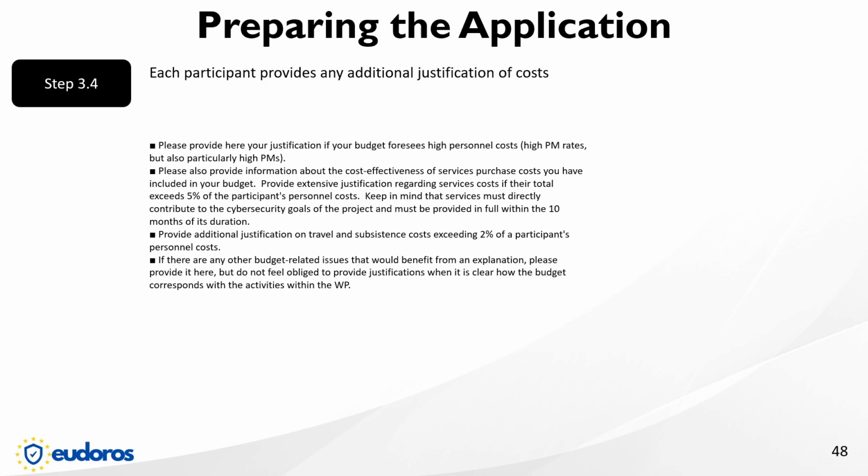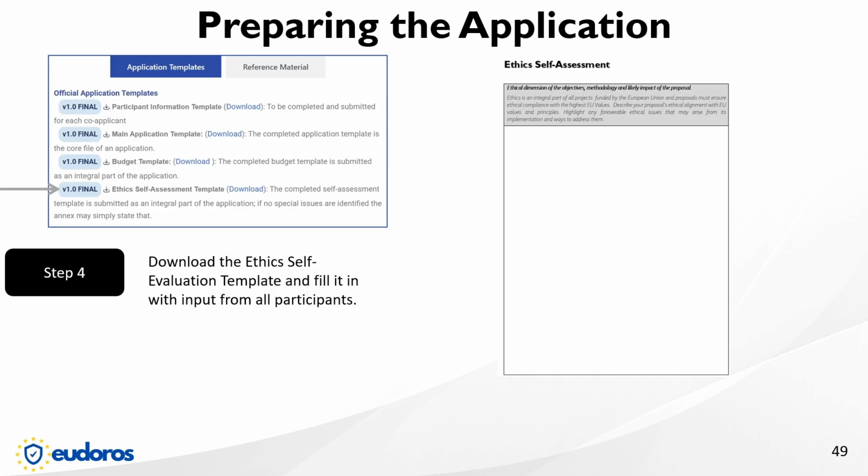Finally, you need to provide any justification for costs that exceed certain thresholds. Here, I think we need to provide you with more detailed instructions about what we mean by high PM rates. We mean what the Commission would consider high PM rates, but we will need to provide you with more clear guidance if you are not familiar with lump sum costs applications. And there are thresholds for travel and for services.